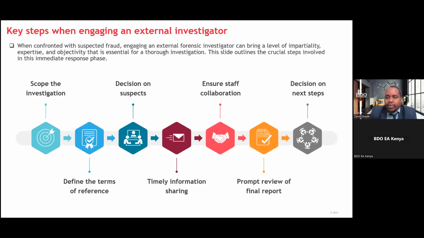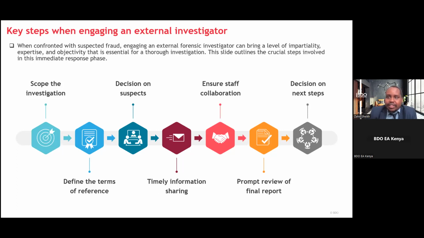You also specify whether you want a forensic investigation. This is whether the investigation you want, you would like it to go the full way up to the court process, or you'd like just a special audit or an internal investigation that is just for you to identify the fraud and mitigate it. This is a very key step. It's a very key thing to define before you engage this investigator.